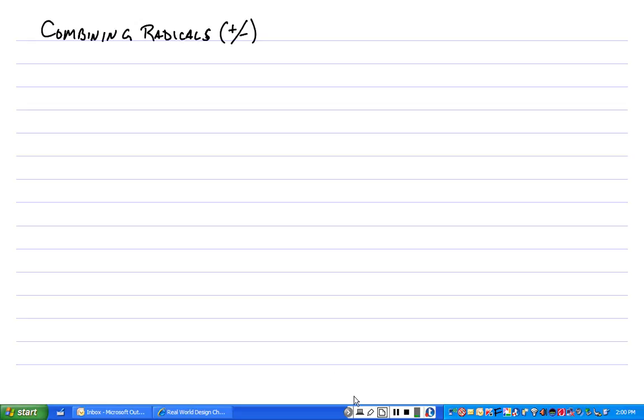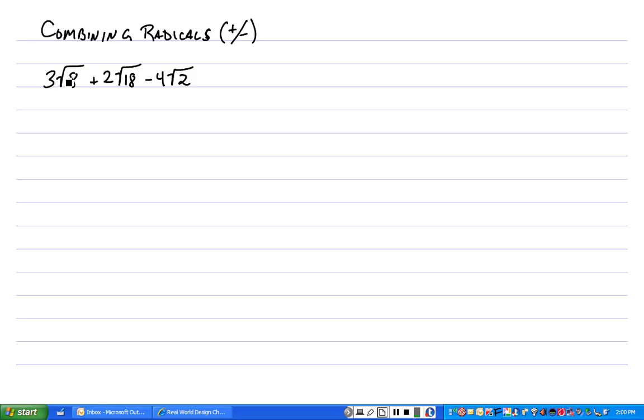Okay, so let's look. Say we have 3 square root of 8 plus 2 square root of 18 minus 4 square root of 2. Now, if you have a listing of terms that you're trying to add and subtract, and it deals with radicals, understand that you cannot combine them unless the radicals are the same.